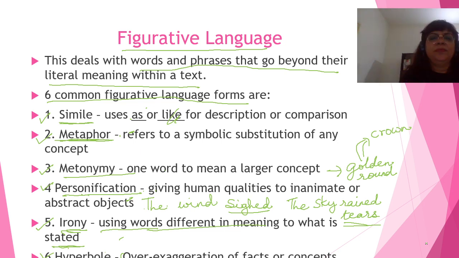Irony, when you use words different in meaning to what is stated. Other words for irony are like sarcasm also, I can say that. But when we use it in a poetic term, we say the poet uses irony.